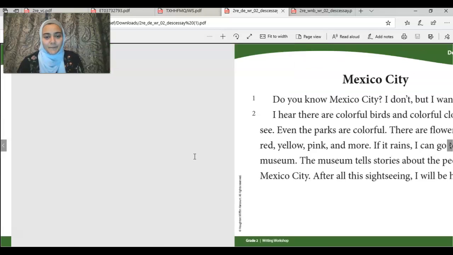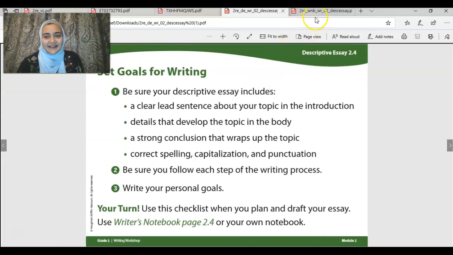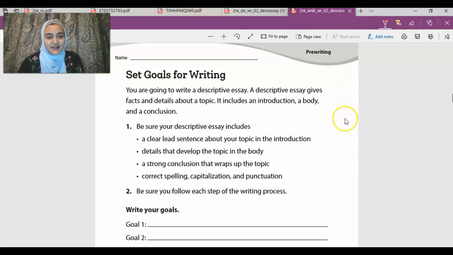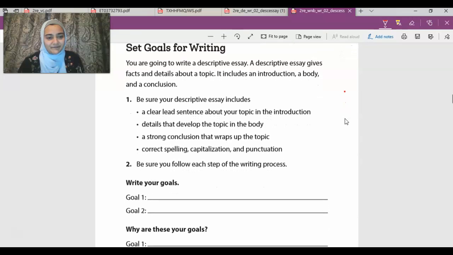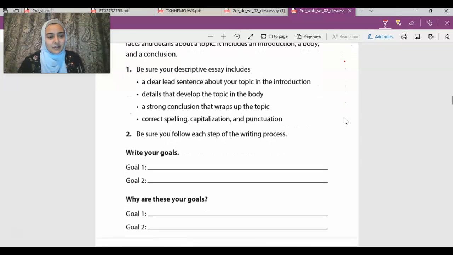Because right now, I'm going to ask you to set your own goal. So you're going to write your goals down. I want you to pick 2 goals that you're going to write down, and then why are these your goals? Why did you choose this as your goal? So again, you're going to choose one of these 4.